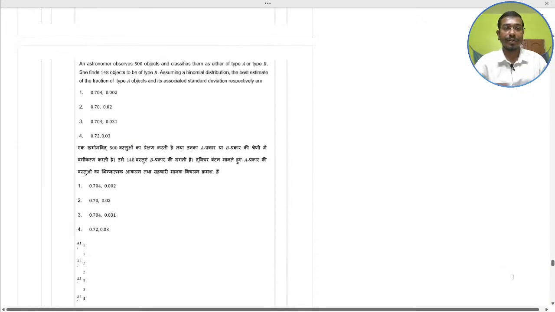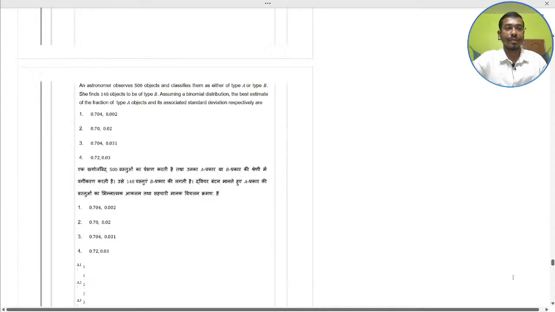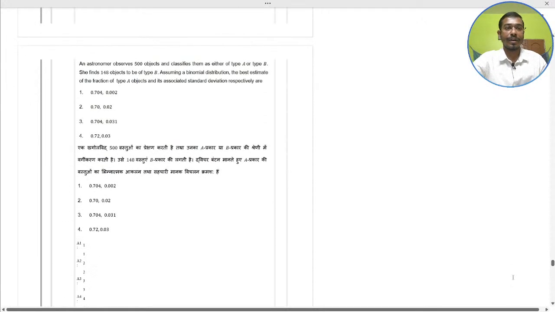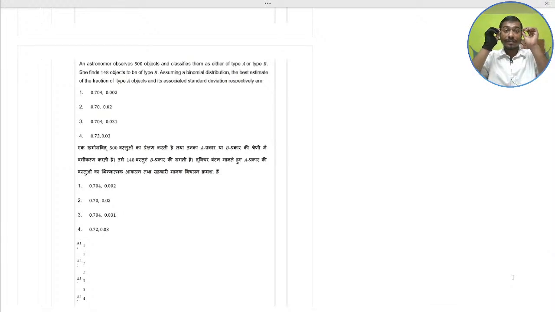Next, question number 66. An astronomer observes 500 objects and classifies them as either type A or type B. She finds 148 objects to be type B, assuming a binomial distribution. The best estimate of the fraction of type A objects and its associated standard deviation respectively are what?